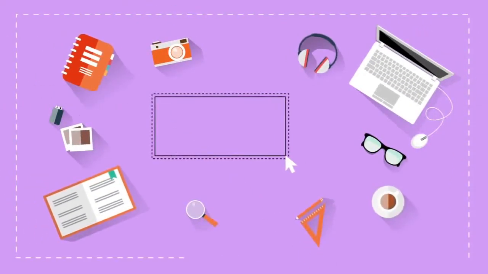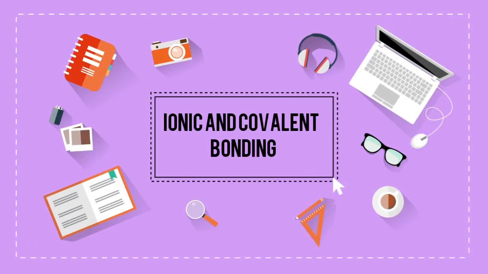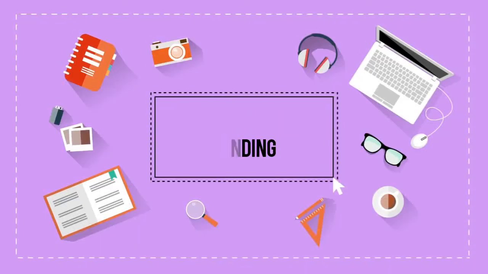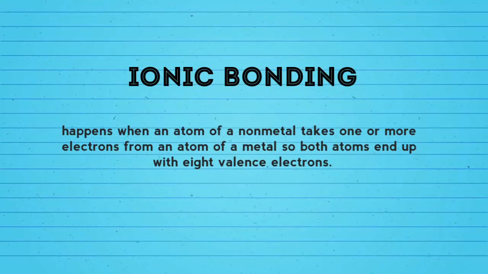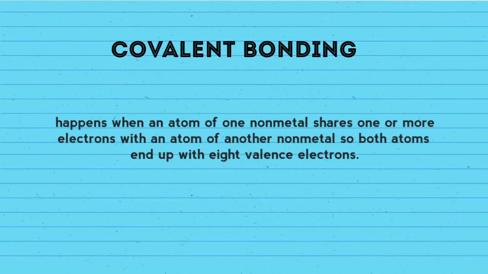Yes. So, before we end this video, let us recap what you have here. Today we discussed the 2 types of chemical bonding, which are ionic and covalent bonding. Ionic bonding happens when an atom of a non-metal takes 1 or more electrons from an atom of a metal, so both atoms end up with 8 valence electrons. While covalent bonding happens when an atom of one non-metal shares 1 or more electrons with an atom of another non-metal, so both atoms end up with 8 valence electrons.